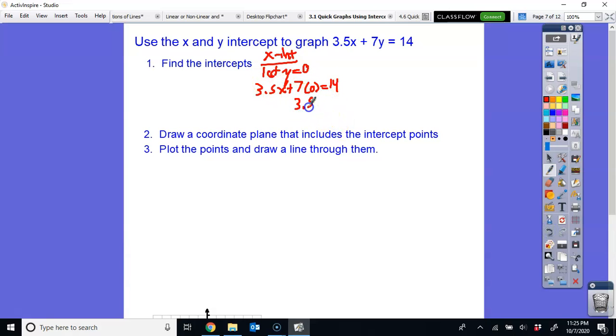That gives me 3.5x equals 14. I divide by 3.5, and I get x is equal to 4. Again, I'm going to be a jerk math teacher here. You need to know that that's not just a 4, it's actually the point (4, 0). The 4 may be the important part because it's the only value that's not 0, but you need to understand that it's (4, 0).